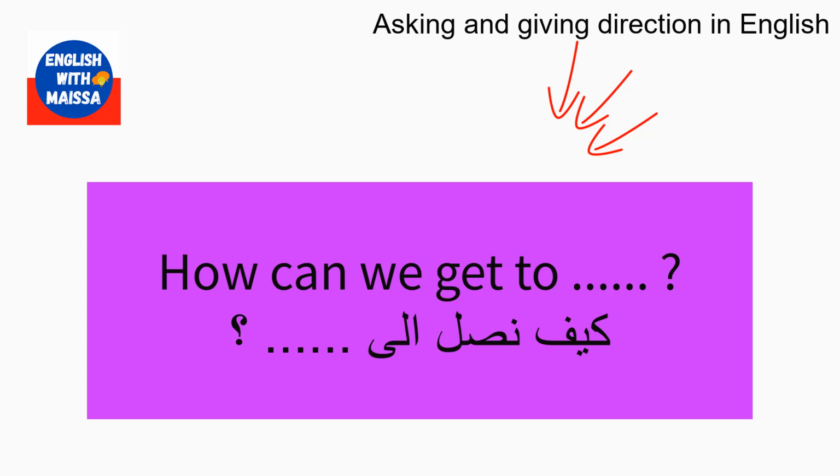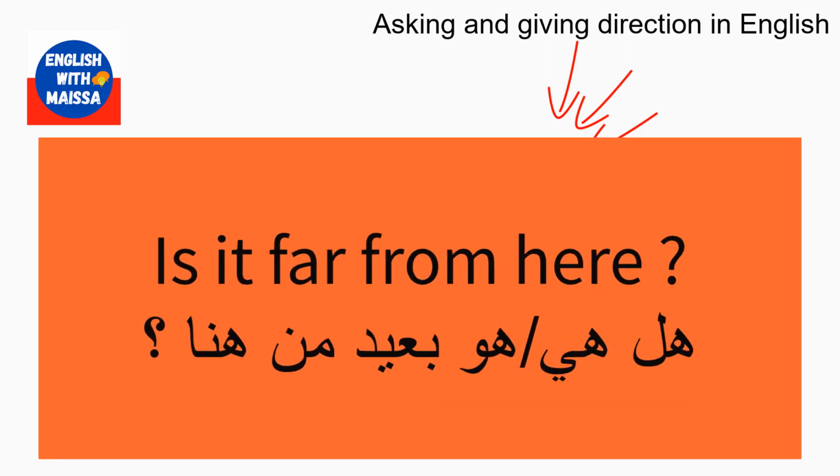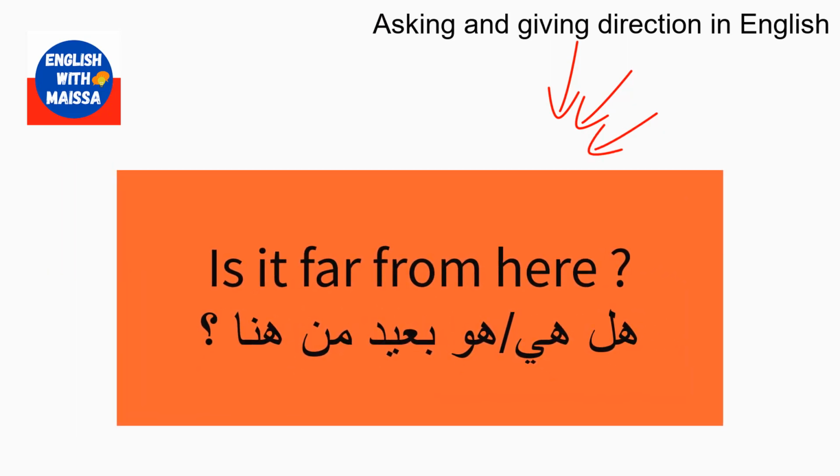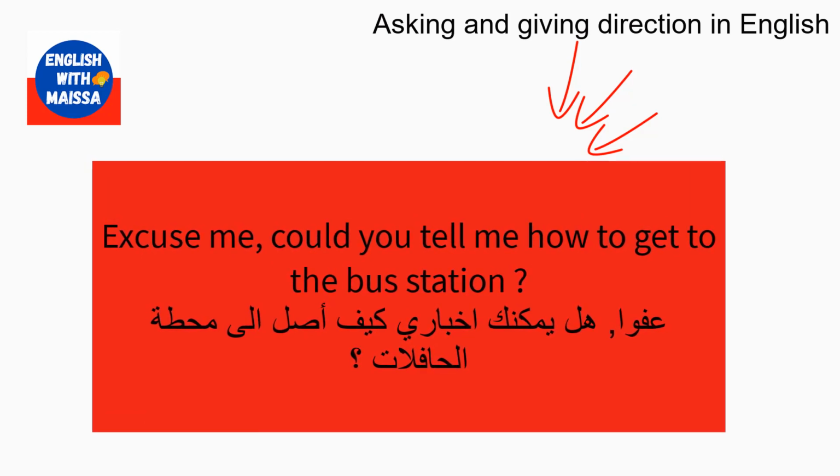Do not forget that we had a lesson about questions. Please check the lesson on how to ask questions in English. Is it far from here? Far means distant. You can change it to: is it near from here? Near means close. Excuse me, can you tell me how to get to the bus station? Excuse me means pardon. Could you tell me how to get to the bus station? Bus station.